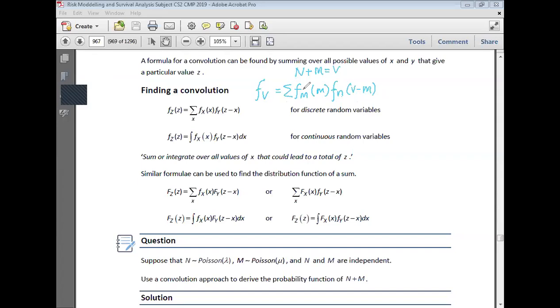Anything else? Sum over m. So what will be the limits for my m? We know that n plus m is equal to small v. So now I have to define all the values that my small m can take. What do you think it should start and end at?